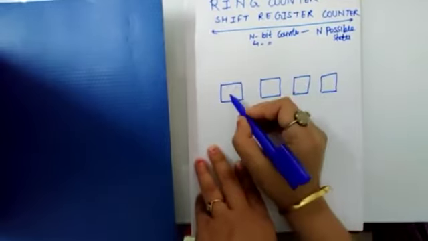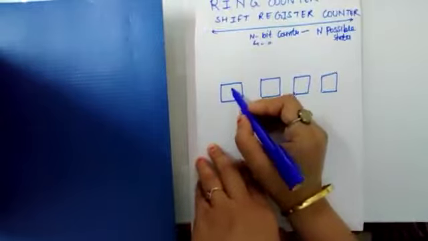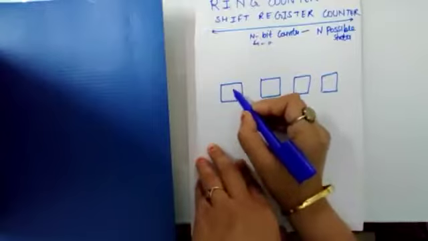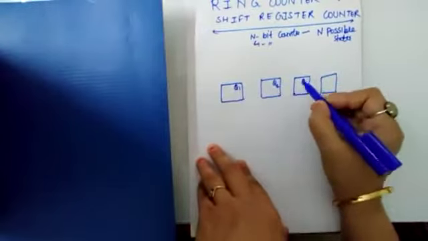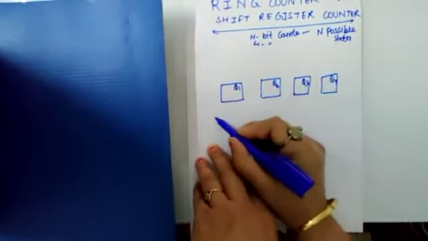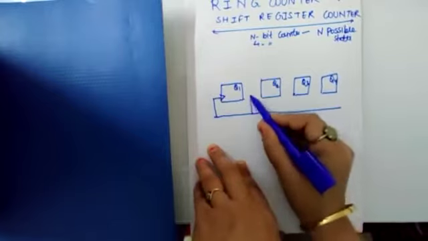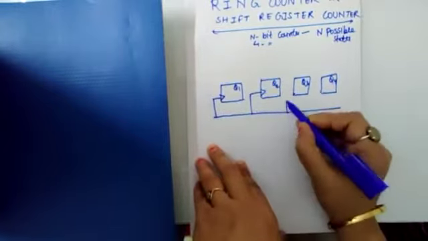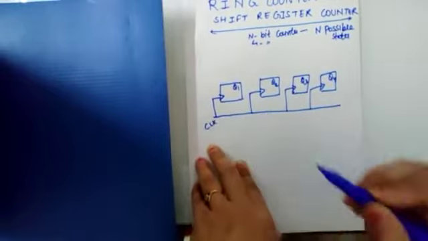Okay, so this is an example of a synchronous counter in which all the flip-flops will be triggered by the same clock pulse. So let's say the outputs are Q1, Q2, Q3, Q4. All are triggered with the same clock pulse, the positive clock pulse. Okay, and this is the clock.